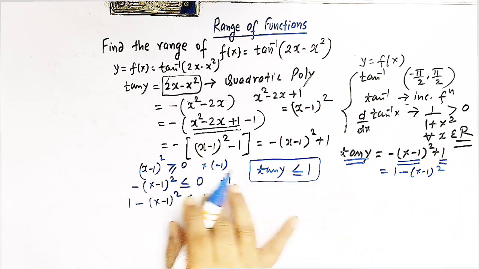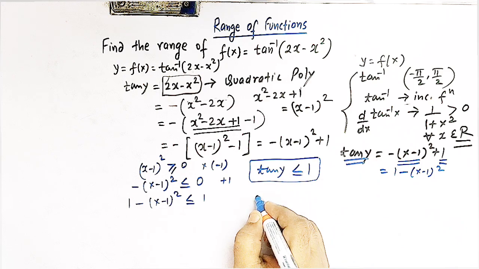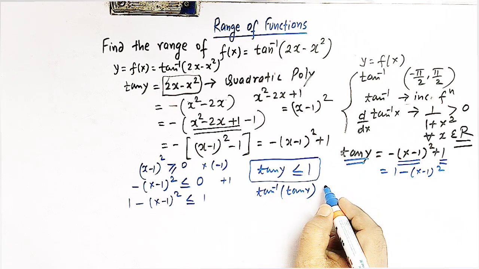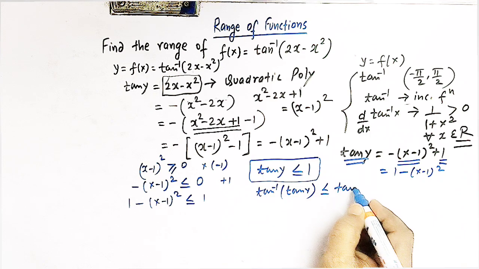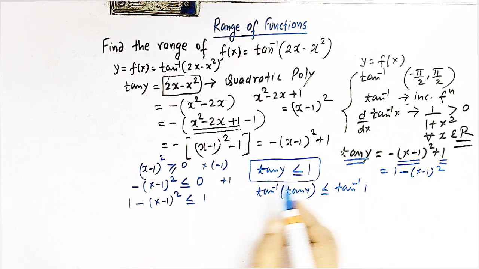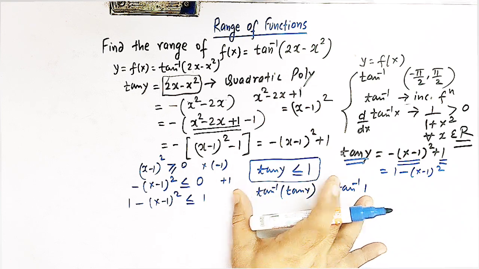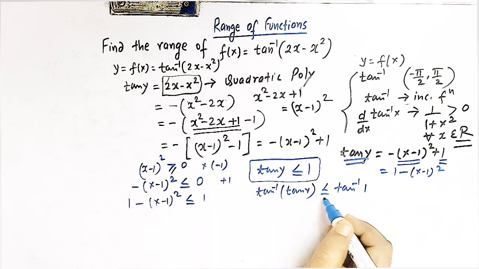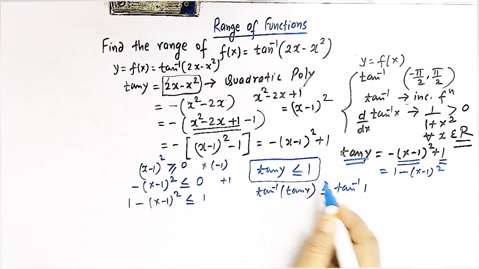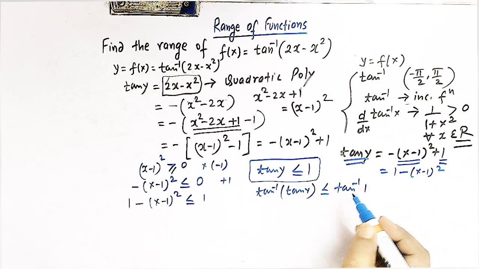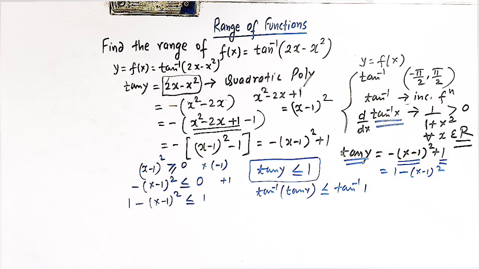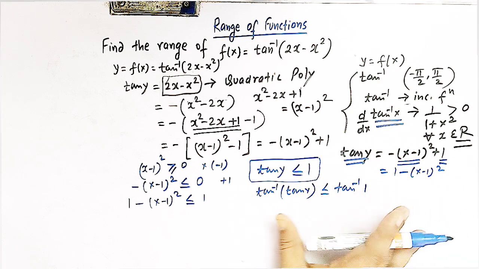Now let us take tan inverse of both sides. So we have tan inverse of tan y, and here we have tan inverse of 1. So what we have done here, we have taken tangent inverse of both sides. But here see, the direction of the inequality doesn't change, because tan inverse x is an increasing function, right? So the direction of the inequality remains the same.